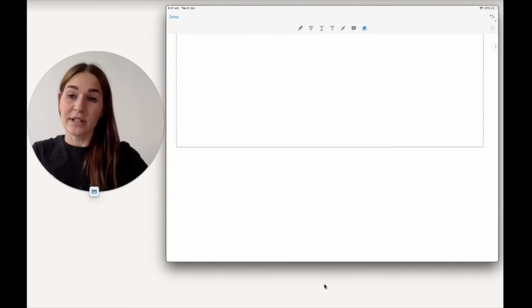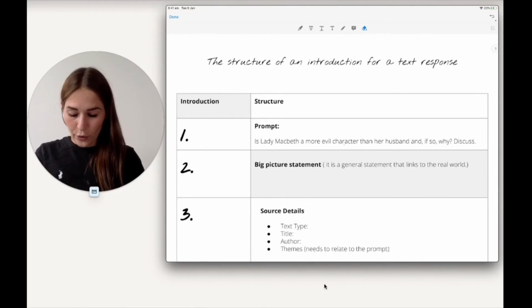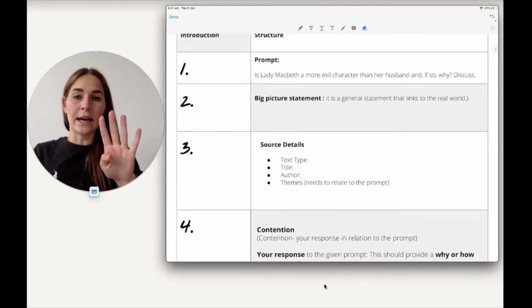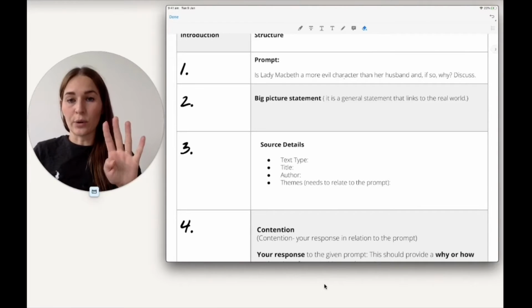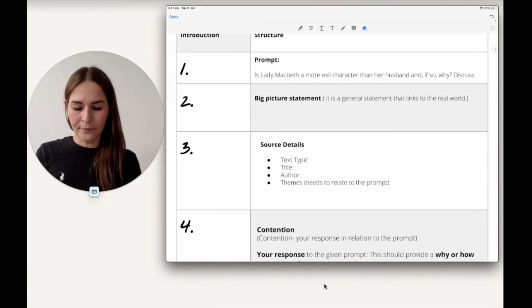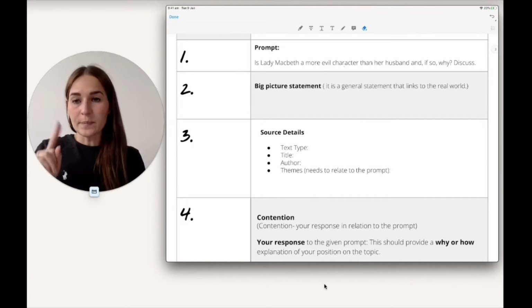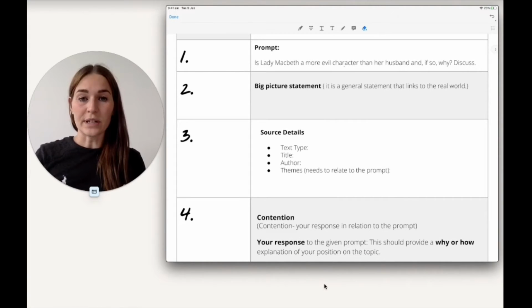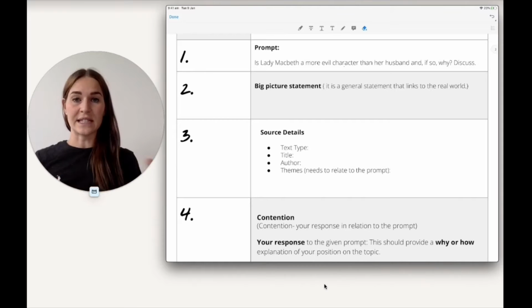Now in your introduction there will need to go four different components, four different parts to it. Okay. All right, so the first part is always your prompt. That is very important. So you would need to make sure that you understand the prompt.